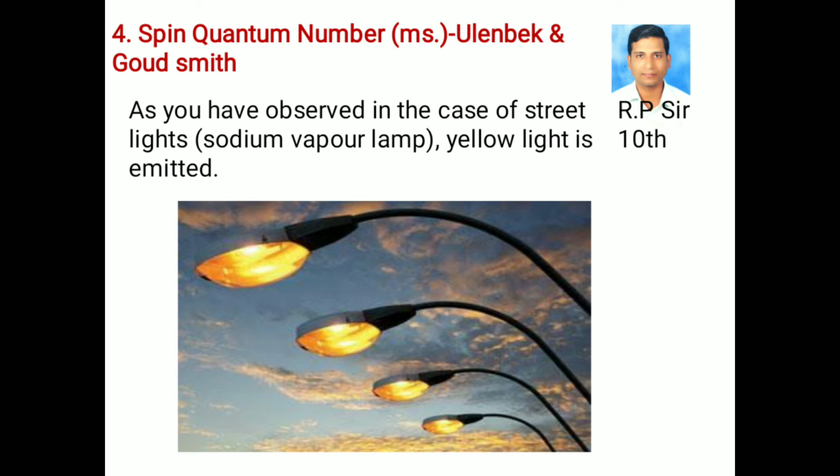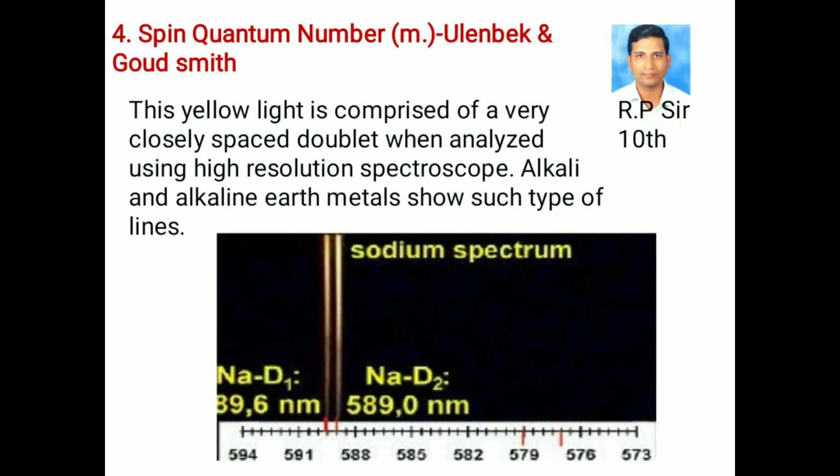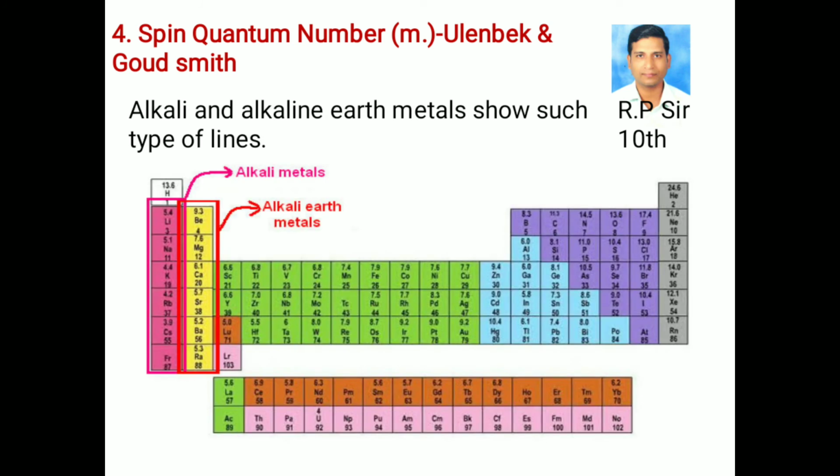The spin quantum number ms was proposed by Uhlenbeck and Goudsmit. As you have observed in the case of street lights, sodium vapor lamp, yellow light is emitted. You can see in the figure. This yellow light is comprised of a very closely spaced doublet when analyzed using a high resolution spectroscope. Alkali and alkaline earth metals show such types of lines.